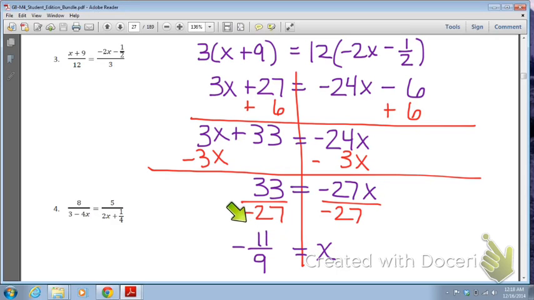This became 33 over negative 27. There's a common factor of 3 in both of these. So 33 divided by 3 is 11. 27 divided by 3 is 9. And this is a negative that we'll bring out front of the entire number. So x is negative 11/9. Okay, one more, and then you'll be ready for the problem set. So go ahead and pause it, do exercise 4, and come back and check your answer.